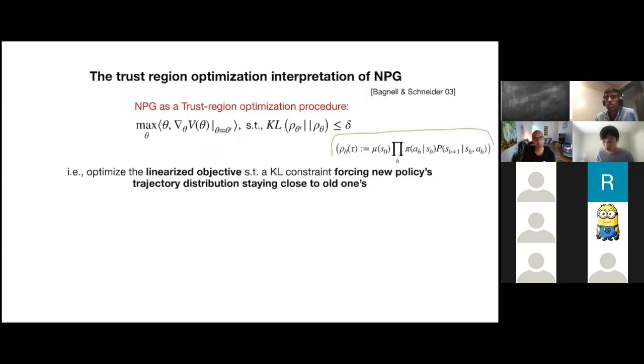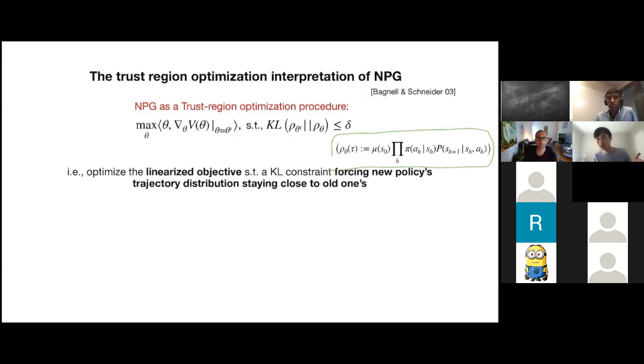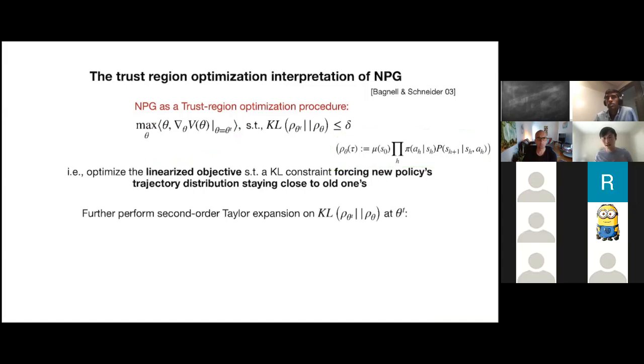So here, this is the trajectory distribution. Essentially we are saying that the new policy should not be too far away from the older policy, measured by this KL divergence between two trajectory distributions. Because this KL might be very hard to deal with, it could be nonlinear, non-convex, what we do is a second order Taylor expansion on the KL. And you will see that the second order Taylor expansion of KL is exactly equal to this new metric.